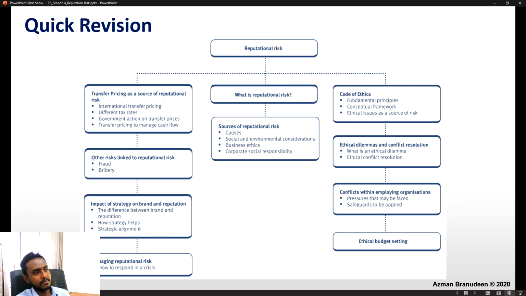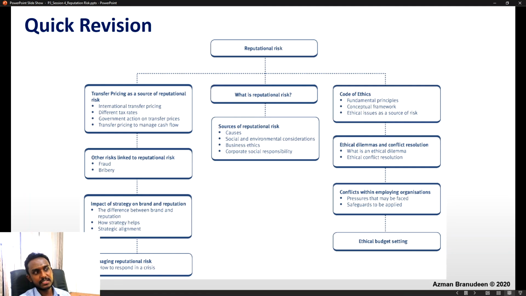And that marks the end of this segment, where you have a quick revision snapshot. We looked at many aspects. We understood reputational risk at depth. Nothing has been missed out. We first started by looking at what exactly reputational risk means. What are the sources of reputational risk? Fundamentally, there were 4. Then we started to deep dive into ethics. Right? What is the code?